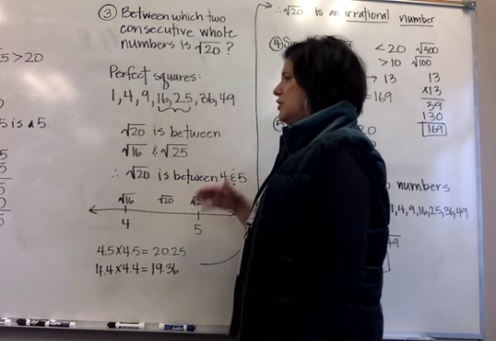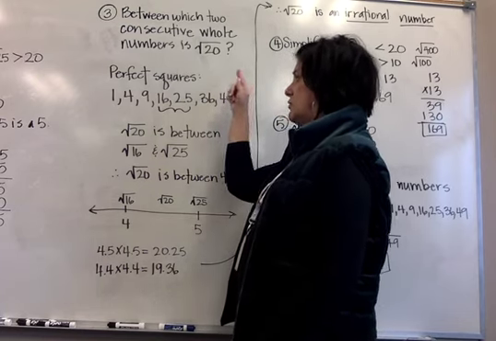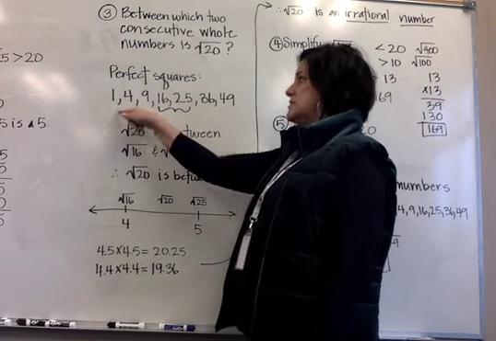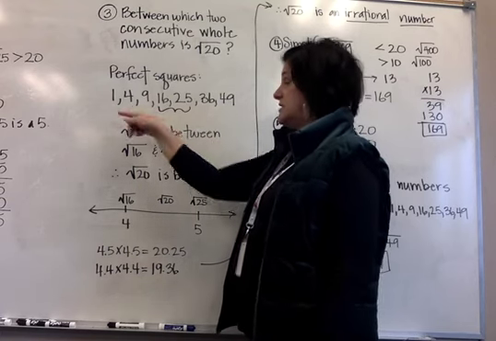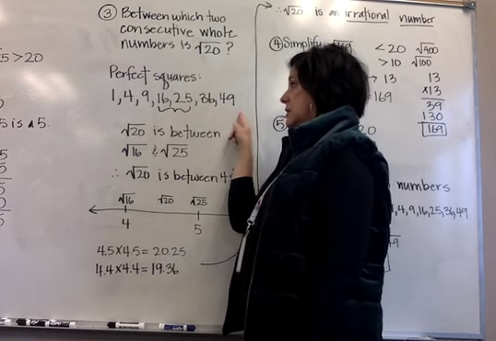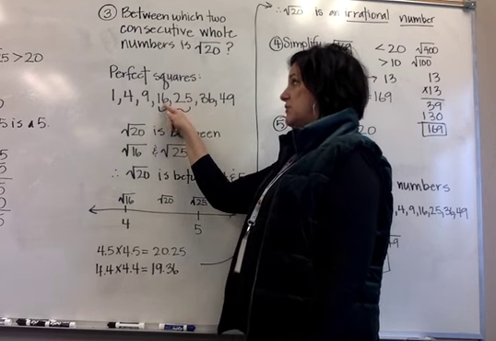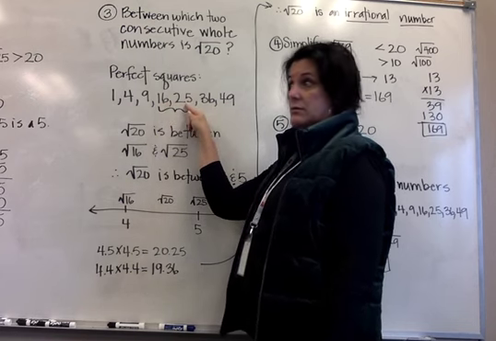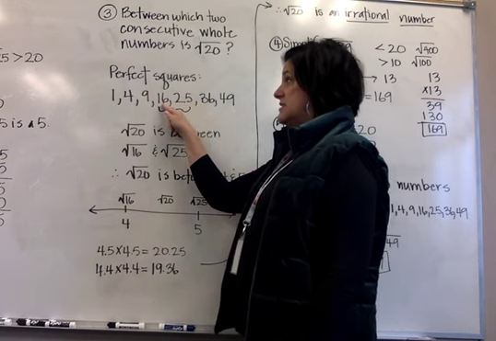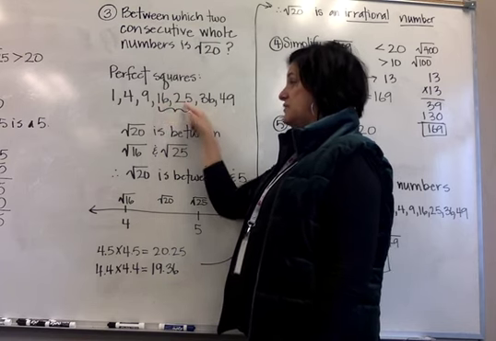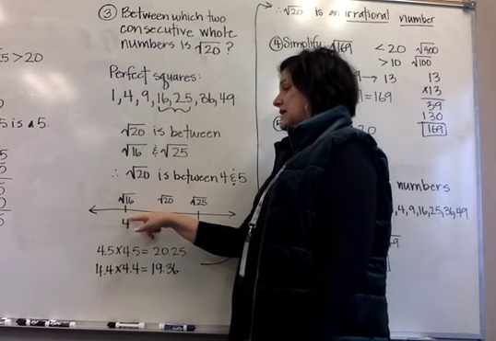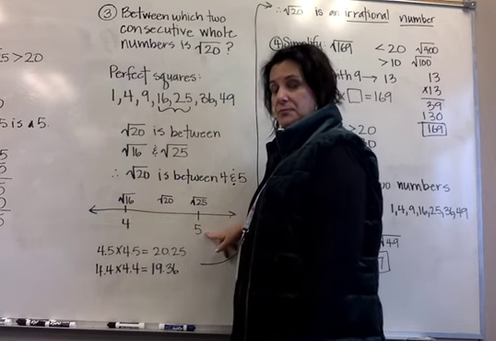If you're looking at this one more time, the square root of 20, we list the perfect squares. That's the first step. Start listing some perfect squares. The square root of 20 is between the square root of 16 and 25. The square root of 16 is 4. The square root of 25 is 5. So the square root of 20 is somewhere between 4 and 5.